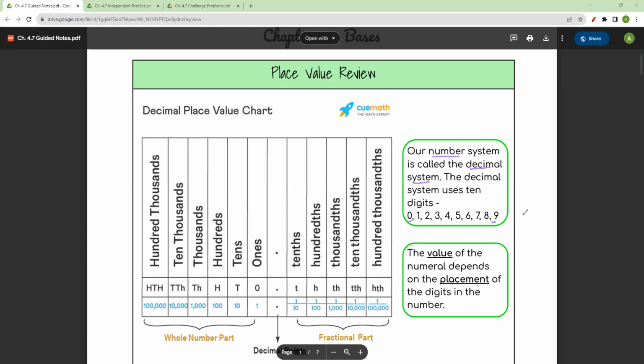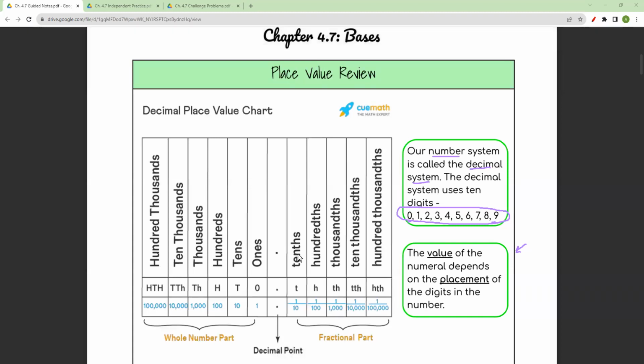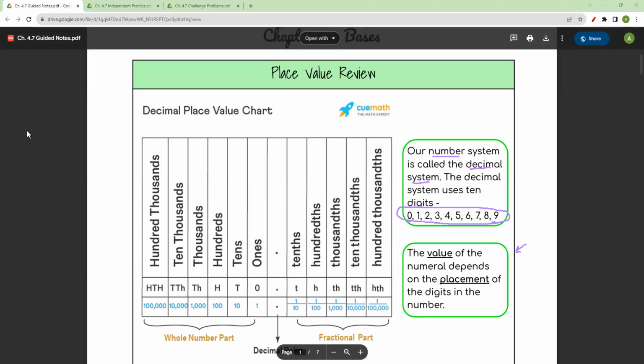Okay. And the place value system says that the value of the numeral, or the value of the number, depends on the placement of the digits in the number. This is true for all base number systems. Specifically in ours, because we use the base 10 system, that means we have 10 digits. So on the left side of the decimal, we have ones, tens, hundreds, thousands, and on the other side, we have tenths, hundredths, thousandths, ten-thousandths, hundred-thousandths, right?